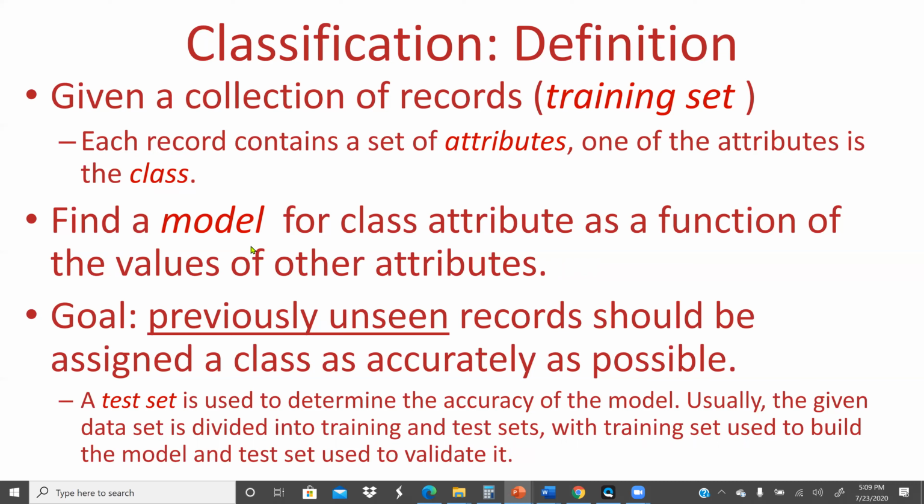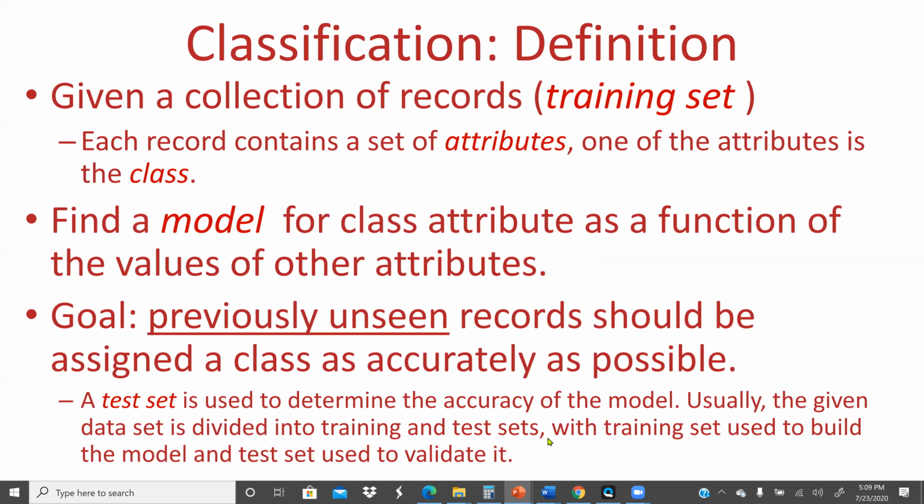First, when we build a model, we use a test set. A test set, as we said earlier, is a data set with the values, but it doesn't have the class or the target variable. A test set is used to determine the accuracy of the model. Usually the given data set is divided into a training set and a test set. The training set is used to build the model, then the test set is used to validate it.